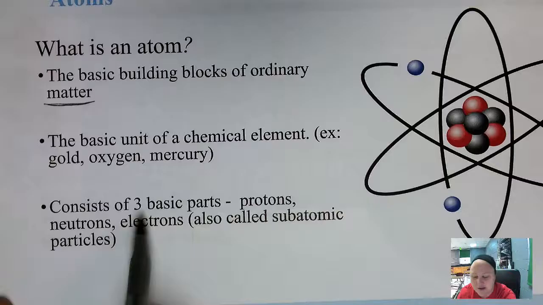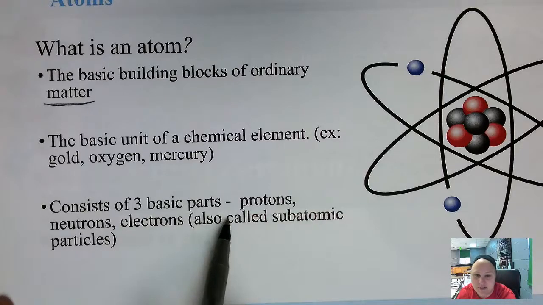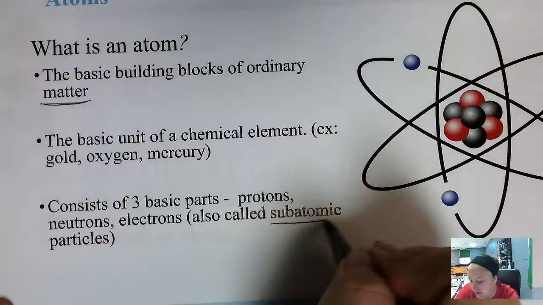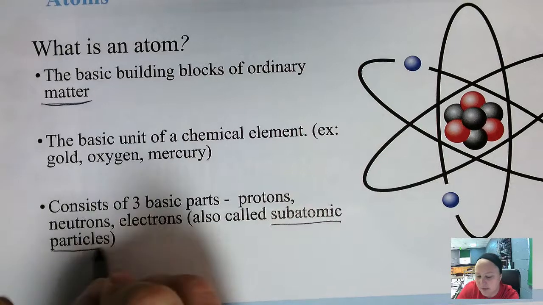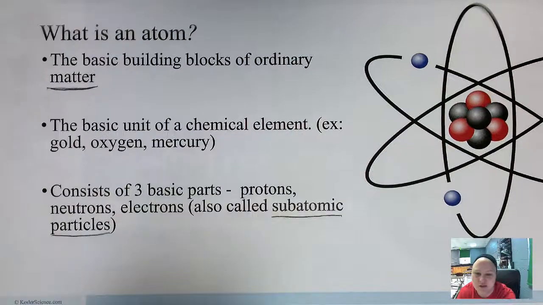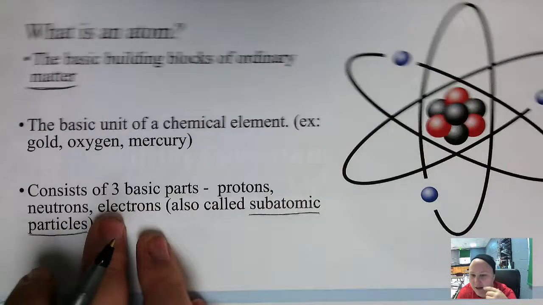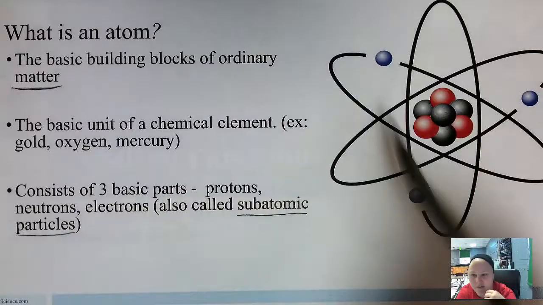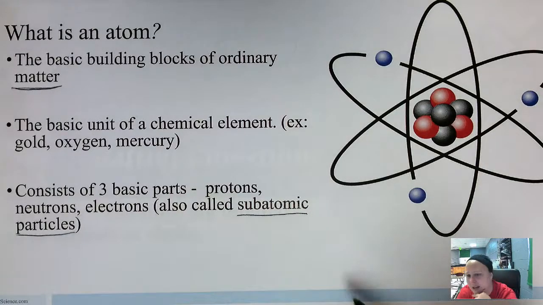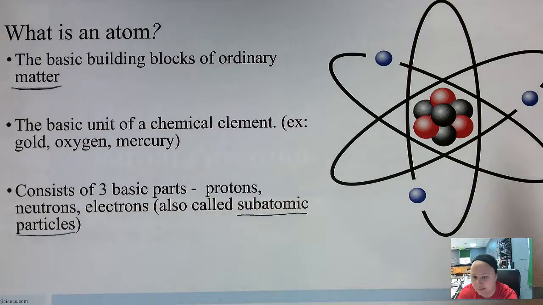An atom consists of three basic parts. These parts, you might hear them referred to as subatomic particles. They're just really small. So they're particles, but they're subatomic because they're tiny. They make up even the tiniest of the atoms. And these basic parts are your protons, your neutrons, and your electrons.